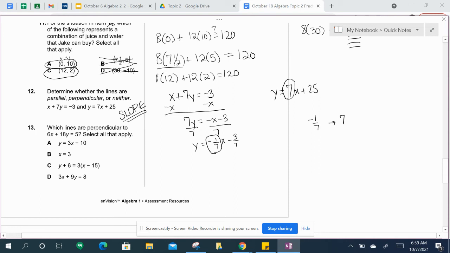They're definitely not the same slope, but they are opposite reciprocal slopes, because remember, opposite means one is positive, one is negative, and reciprocal means we've taken and flipped it. And so if you look at 7 over 1, if you flip it, it would become 1 over 7. So because they are opposite reciprocal slopes, I'm going to say that these two lines are perpendicular.